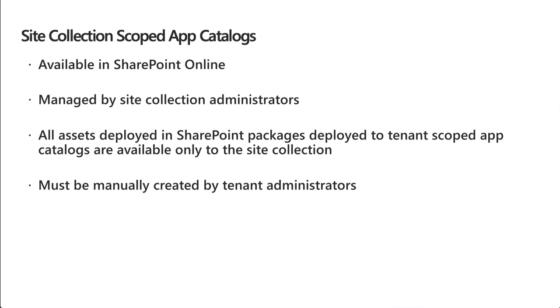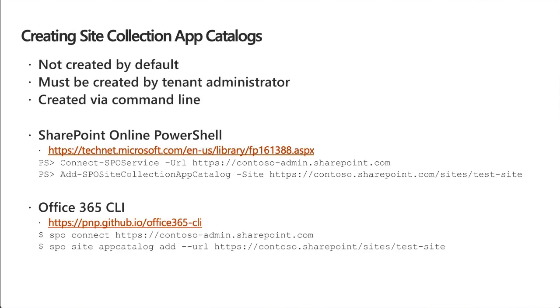So this is a good way to where if I want to have a web part that is only available to one site collection or a subset of site collections, instead of trying to hide it, I can just say install this SharePoint package just to these specific catalogs. Now, these are not automatically created by default. You're going to have to create these manually as a tenant administrator. Now, how do you go about creating this as a tenant administrator?